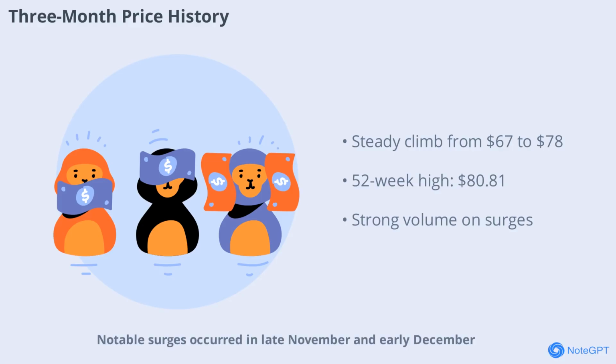Notable surges occurred in late November and early December, with the stock reaching its 52-week high of $80.81 on December 11. Volume spikes accompanied these moves, confirming strong market interest. Pullbacks were generally short-lived, with the stock quickly recovering and continuing its upward trajectory.